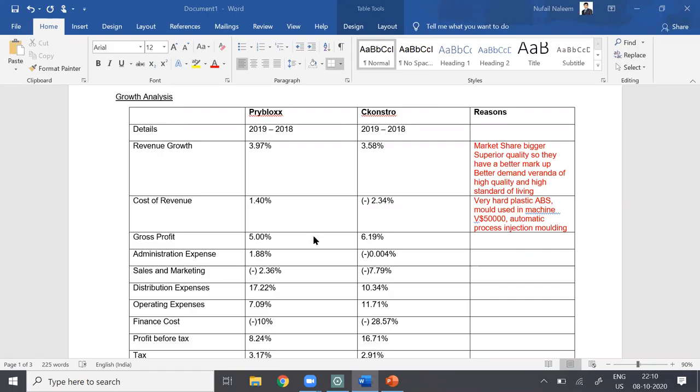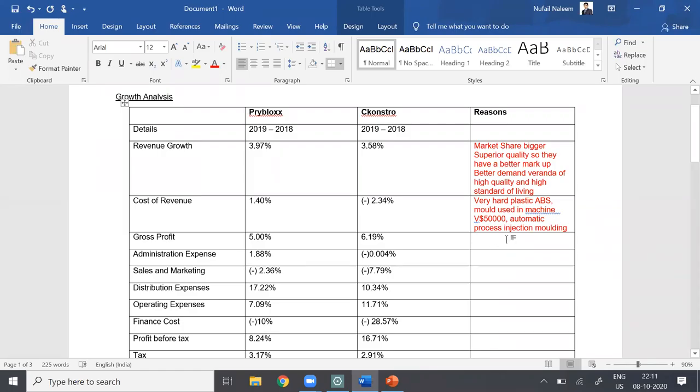So gross profit, our one is only 5%, but Kronstro is having how much, students? 6.19. So Kitis, what do you think the reason behind this? I think the cost of production is then again. Correct. I also agree. Lily, what do you think relating to this gross profit differences? Yeah, I also say the cost of production and also perhaps the traditional system that they use.